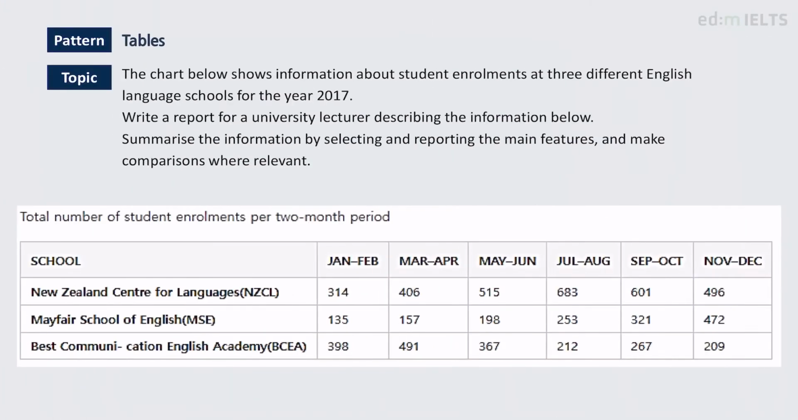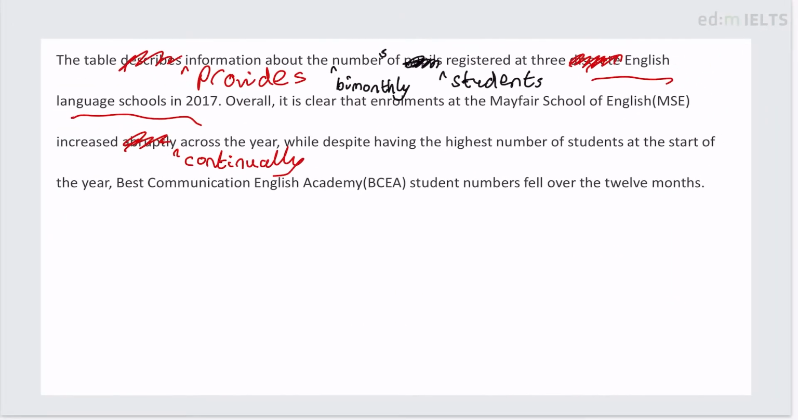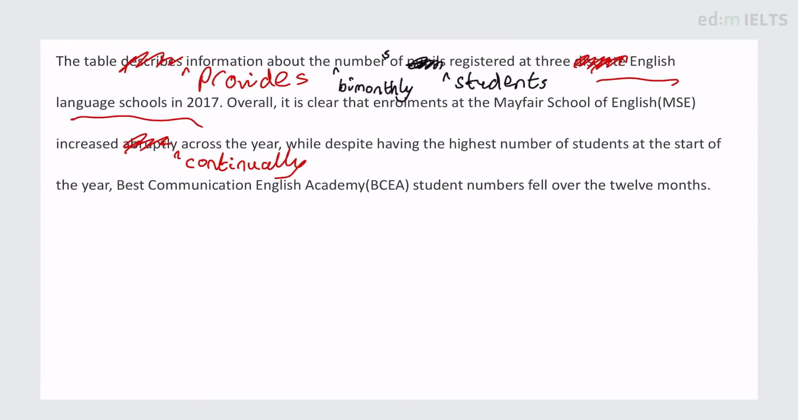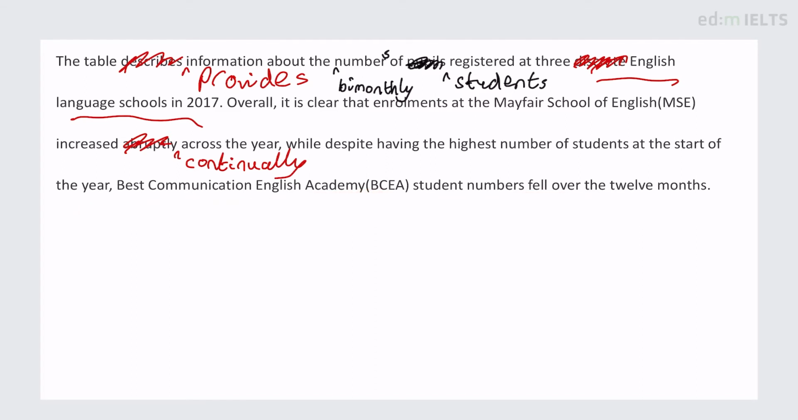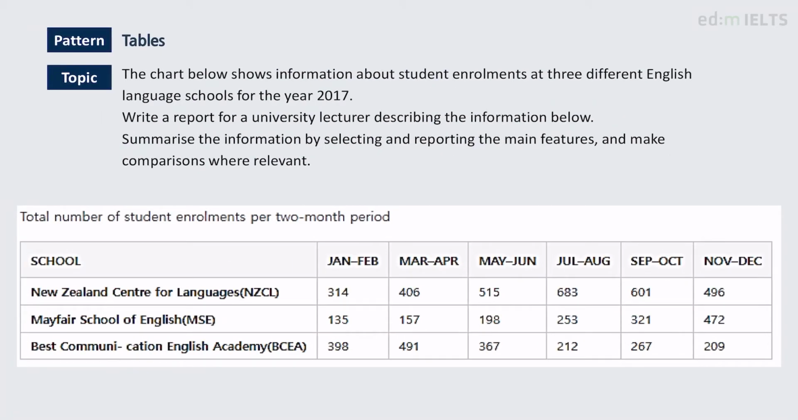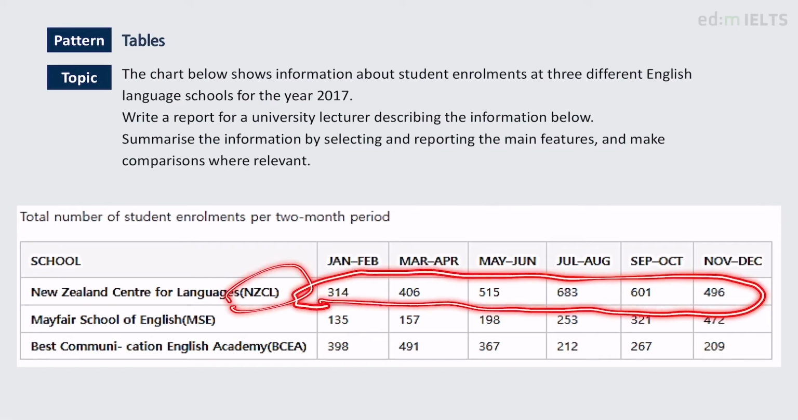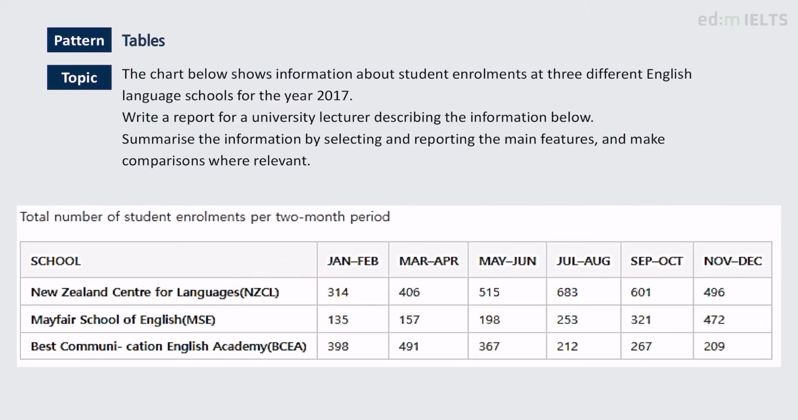For example, it says overall it's clear that enrolments at the Mayfair School of English increased continually across the year, while despite having the highest number of students at the start of the year, best communication English students number fell over the 12 months. Well, for one thing, it's only talking about 2 of the 3 schools, even though what it says is true. For another thing, it doesn't really talk about how NZCL has the highest total number of enrolments over the year, which would be something useful to talk about when we're talking about the overall situation, the wider view.